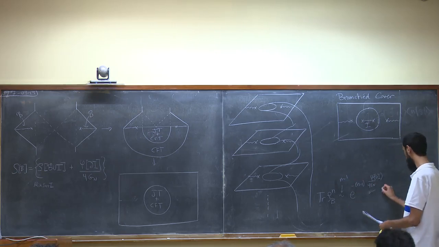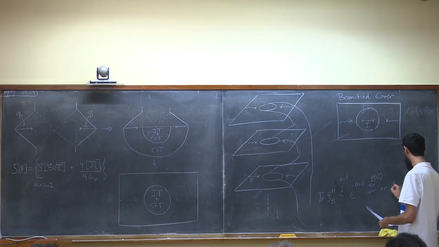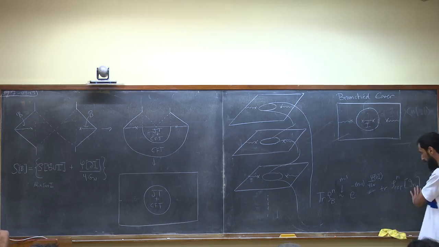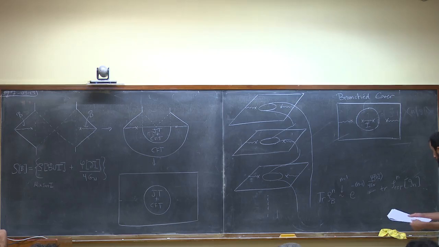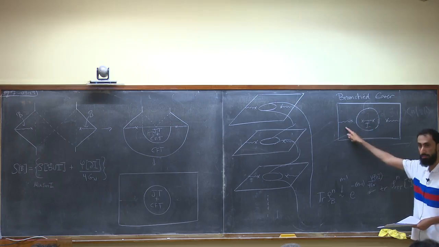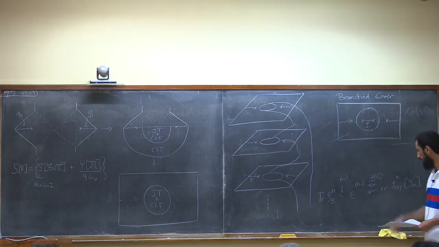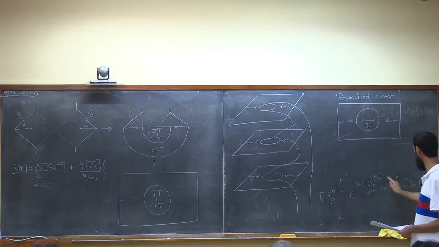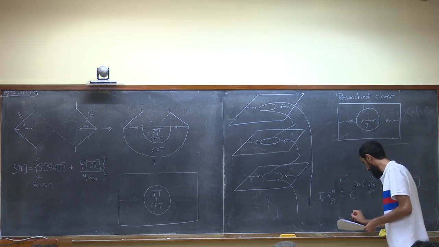Then you also have a trace of rho CFT to the n on the background metric g_n, so the solution. This is the density matrix with these cuts, these three cuts. And so when you compute, you can represent this, in the limit n goes to 1, as just the following thing.